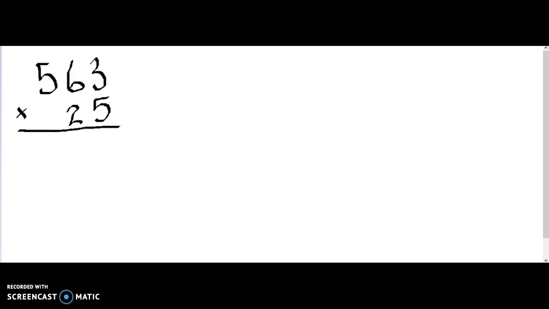Hello, so today we'll be using the lattice method of multiplication to solve our problem 563 times 25. The first step we're going to do is build our lattice.